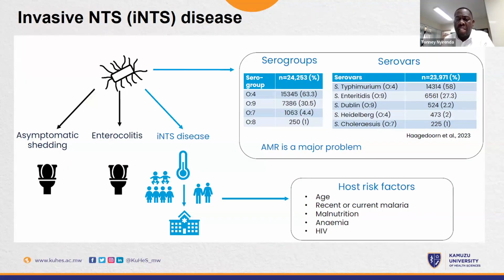Again, just to remind you that we know of a number of host risk factors as far as invasive NTS disease is concerned. So, having characterized the acquisition of adaptive immunity in the context of antibodies as well as the T cells, we then moved on to do more studies with regard to malaria.